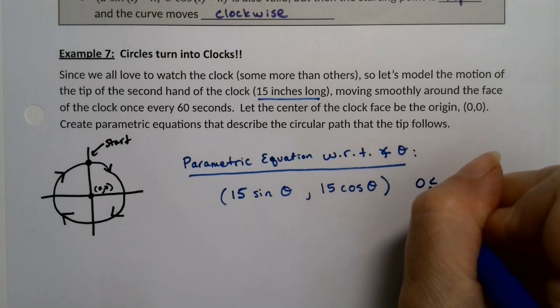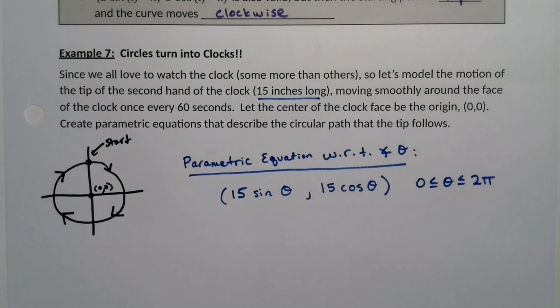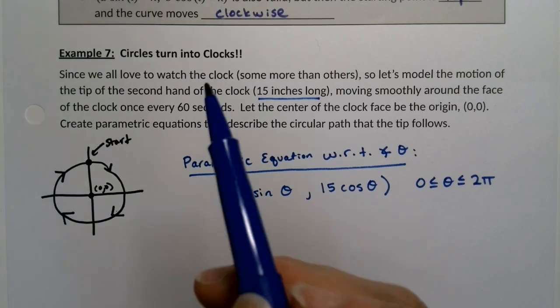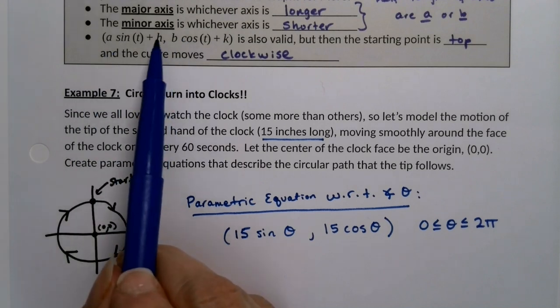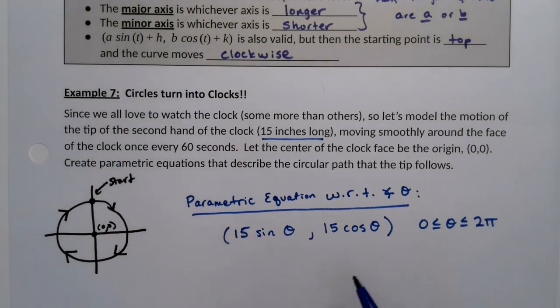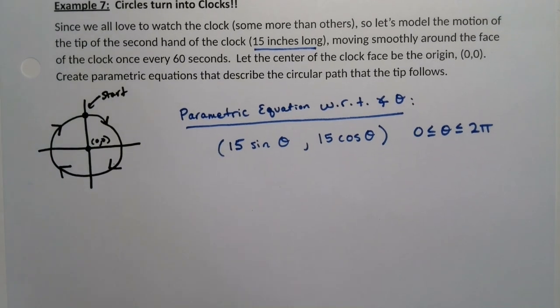Ta-da! And we know we want one time around the clock, because we want one revolution. What makes a circle as opposed to an ellipse is that you have the same number in front. So 15 and 15. In an ellipse, there'll be different numbers. In a circle, they'll be the same number, which keeps your radius consistent all the way through. So a circle is like a special type of ellipse.